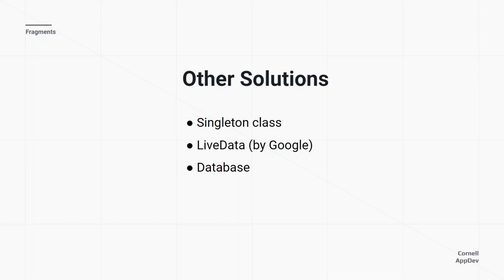Live data is what Google provides as a solution to this problem, and it relies on state management. It's a little hard to pick up at first, but once you get it, it's not that difficult. And finally, you can use a database. Either this is a local database inside of your app, or this is an external database where you can just call its API.